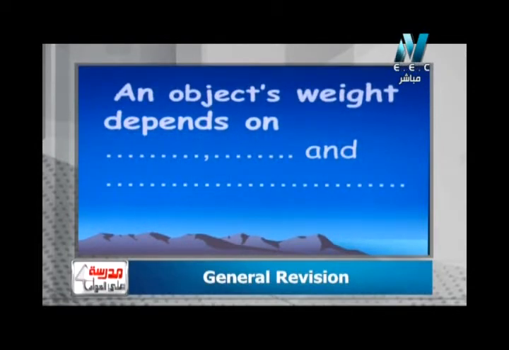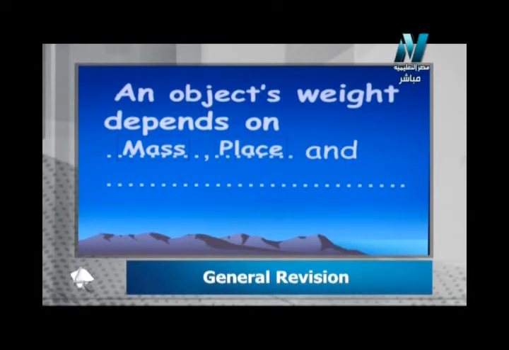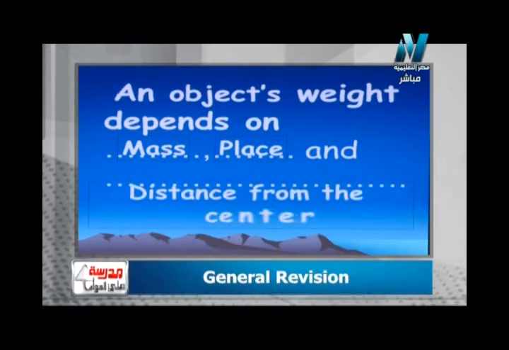Another question. An object's weight depends on what and what? Object weight depends on mass. As we know, mass affects weight, and the weight increases when mass increases, and vice versa. Also, the place, المكان كمان بيأثر على ال weight, and also the distance from the planet center. So we have 3 factors affecting the weight. So again, the weight is variable.